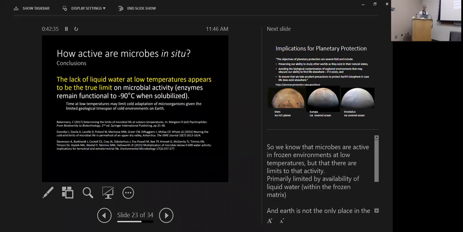All right. So from all this, we conclude that it's really the lack of liquid water at low temperatures that's the true limit on microbial activity. Interestingly enough, you can still get enzymes to be active at minus 90 if you put them in the right kind of liquid. So it's not really the low temperature so much as the water, but of course, those are intertwined because as temperature decreases, the availability of water decreases as well.